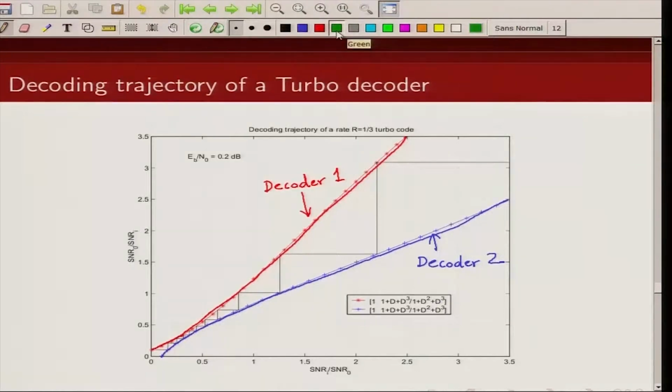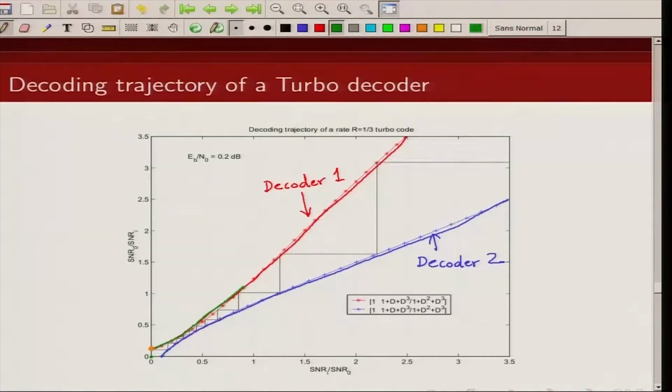So, how do I start? Initially, I look at the transfer characteristics of the first decoder. Initially I do not have any a priori knowledge, so I start from this point and look at this curve. This is my extrinsic SNR corresponding to 0 input. Note that this extrinsic information from decoder 1 is going to be the a priori information for decoder 2. So then what do we do?